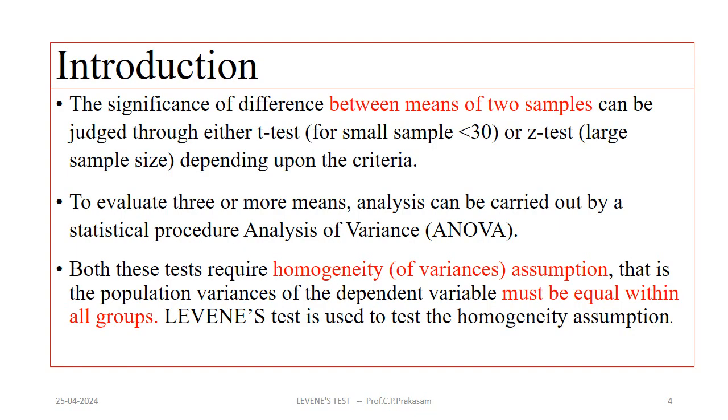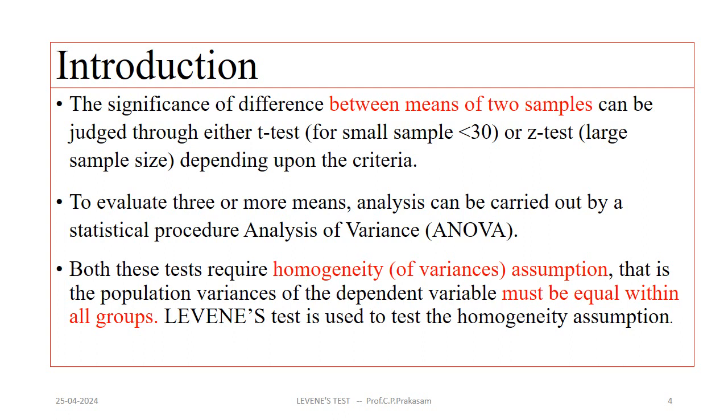because to find out the variation between the distributions, a significant difference between the means of the two samples can be judged either by the t statistic because of small samples, or by a z-test on the basis of the sample size criteria. To evaluate three or more means, analysis of variance is used.